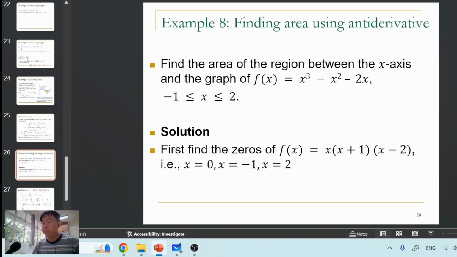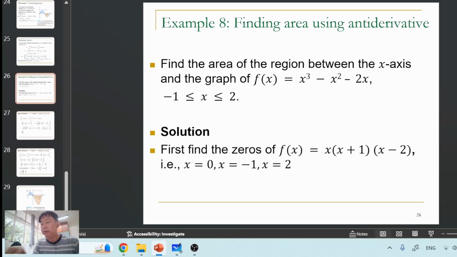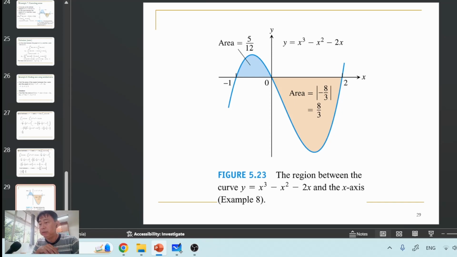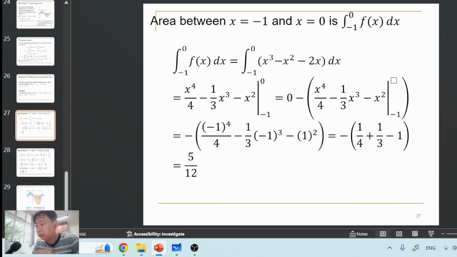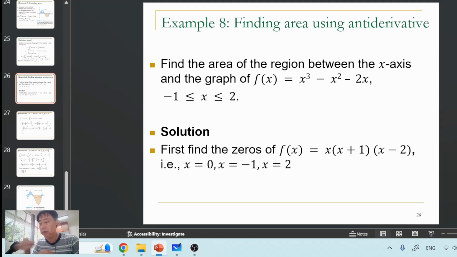This is another example. You have a function of x cubed minus x squared minus 2x. Before we proceed with the calculation, it will always be instructive to look at the function f to be integrated over the region between -1 and 2. So this is how the function looks between -1 and 2, which are the lower limit and upper limit. Your job is to calculate the total area of the function bounded by the curve and the x-axis.